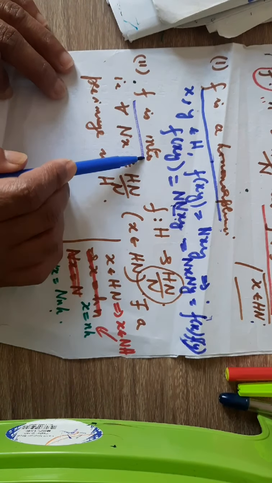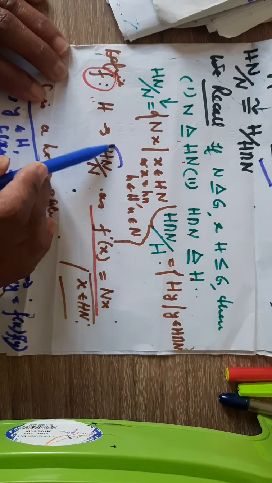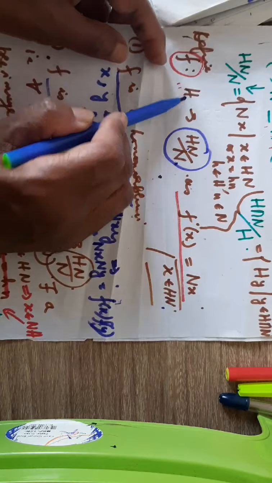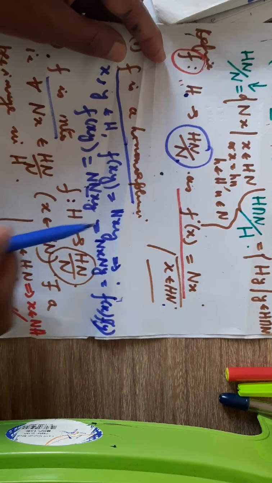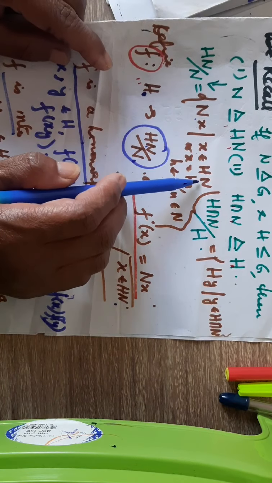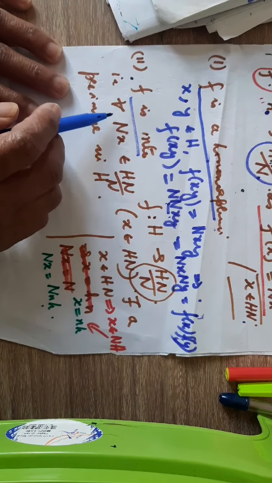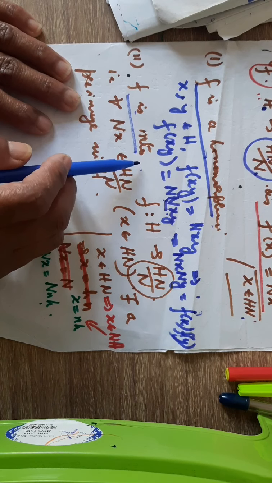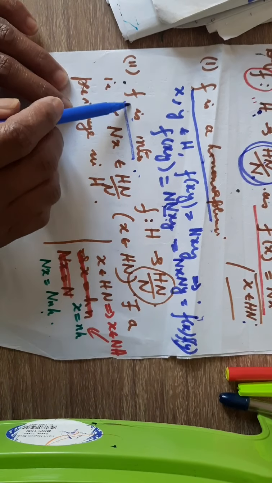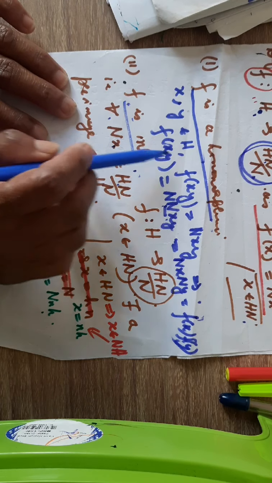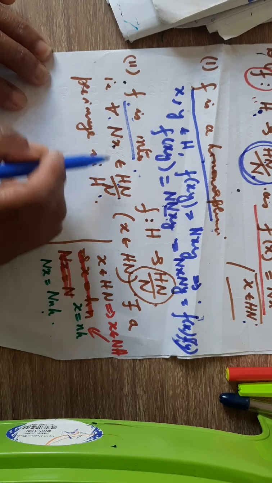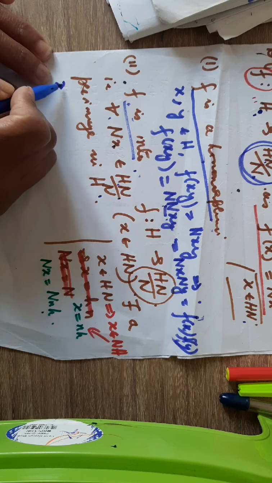Now how to prove that f is onto? f is onto means that every element of HN/N must have a pre-image in H. Now what are the elements of HN/N? The elements of HN/N will be of the form Nx such that x belongs to HN. So to prove that f is onto, I need to show that every element of this has a pre-image in H. So for every Nx belonging to HN/N, there must exist a pre-image in H. So here, let us start with this one.